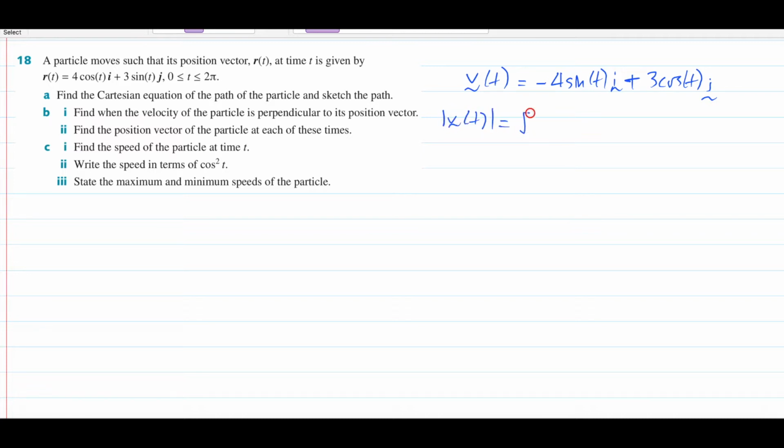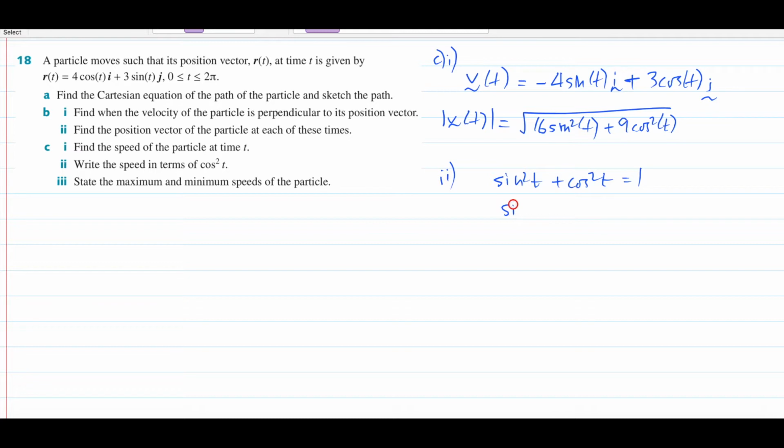So magnitude just means square your coefficients. Square of negative 4 sine t gives you 16 sine square t. And you square the other coefficient, you get 9 cos square t. Okay, so that's your part c(i). That's how you find your speed in terms of time. Now, c(ii) says do the same thing, but in terms of only cos square. Now, if you look over here at your initial speed, it's in terms of sine square as well. How do you convert sine square into cos square? Well, we have the identity rule, right? Sine square of t plus cos square of t equals 1.